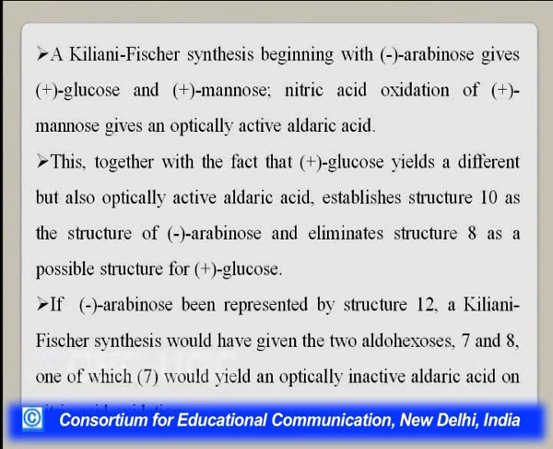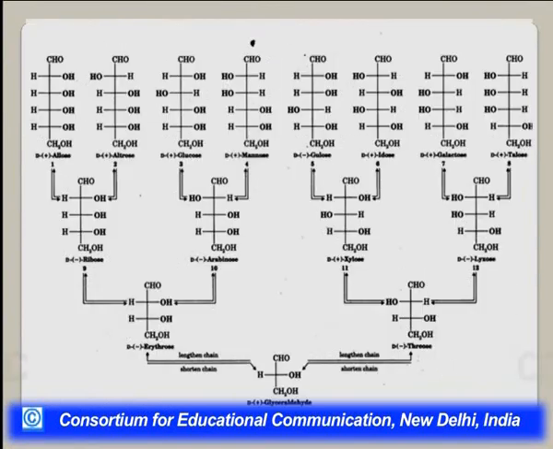And nitric acid oxidation of mannose gives an optically active aldaric acid. This together with the fact that glucose yields a different but also optically active aldaric acid establishes that structure 10 is the structure of arabinose. So, here we are going back. First of all, we are establishing the structure of arabinose, and because we know that upgradation of arabinose will give glucose and mannose, we have to find out which is the structure of arabinose.